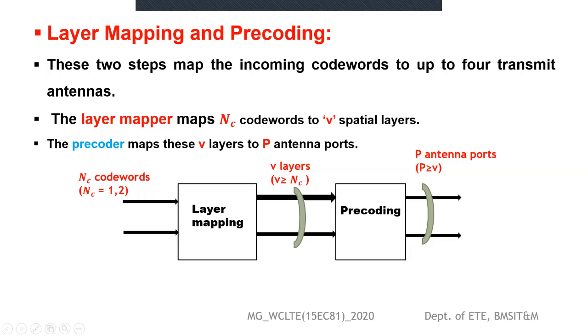The output of the precoder is mapped to the antenna ports. There are different antenna ports, like antenna port 0, 1, 2, 3, and so on, and they are categorized into 3 different types. I will come to that. So the code word is mapped to V layers, and V layers are mapped to P antenna ports. Together, these two blocks are the MIMO related signal processing operation.